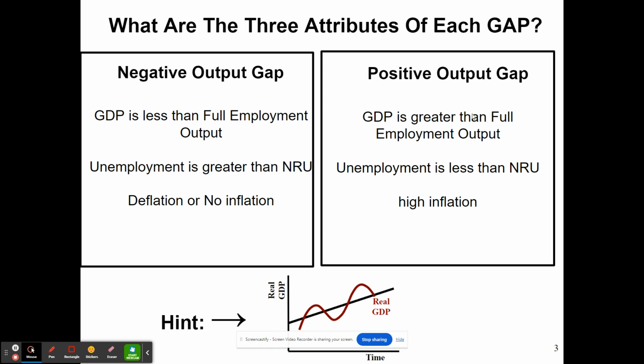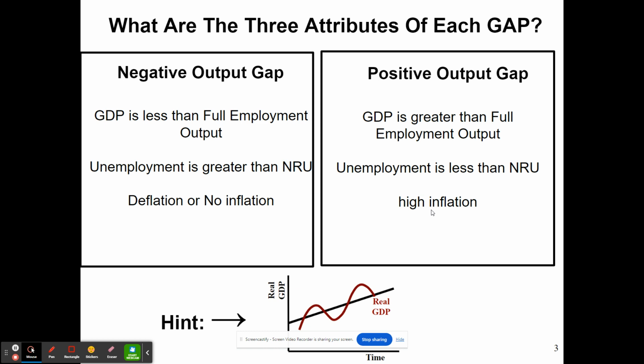In a positive output gap, we have three attributes again. This time our GDP is greater than our full employment output, our unemployment rate is less than our natural rate of unemployment, and our inflation is high. Looking at these three attributes, I'm thinking, hey, our problem with this economy is we're experiencing high inflation. The purchasing power of our wages and the money in our pocket or our savings is not going to go as far. Our purchasing power has decreased. So we need to solve this problem. So we need to solve high inflation.